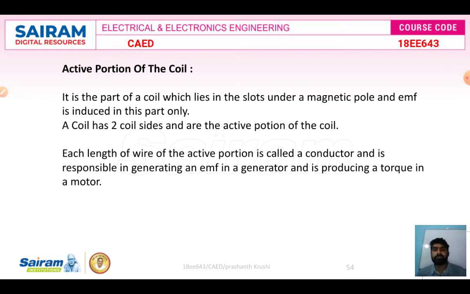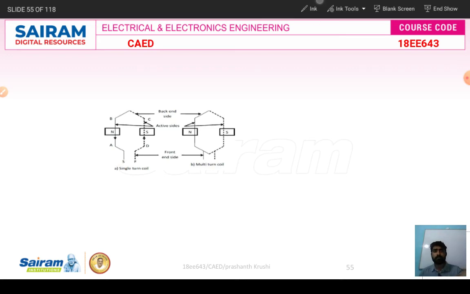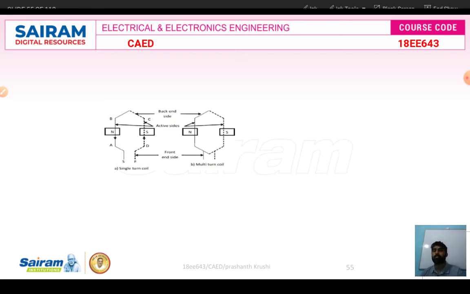And the active portion of the coil. Since the coil occupies some space, the active portion depends on the coil sides. Each length of wire in the active portion is called a conductor, and it is responsible for generating the EMF in a generator and producing torque in the motor. This is a coil having a back end side, front end side, and active sides. This is a north pole, south pole, north pole, south pole, that is the number of poles.